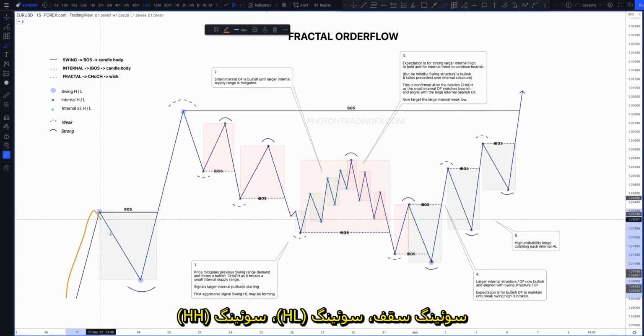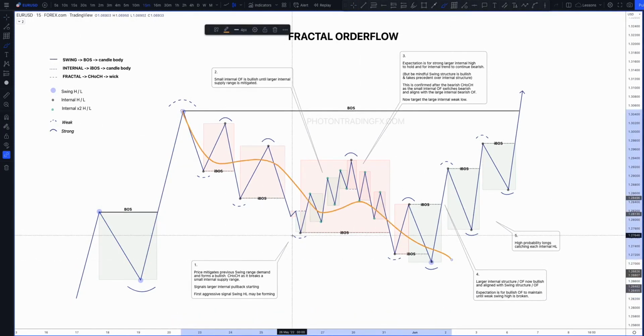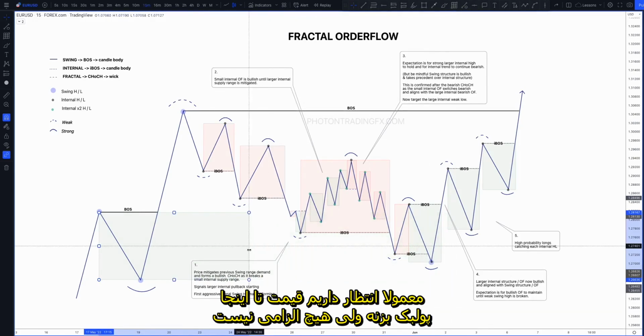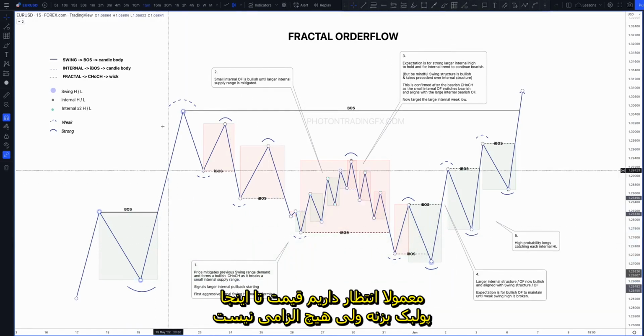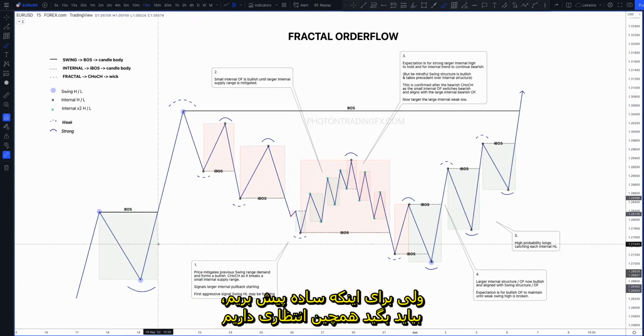Swing higher low, swing higher high, right? So we get that swing break of structure. What do we expect after a swing break of structure? We expect a swing pullback. It doesn't have to, but it's most likely that that pullback is going to come down to at least the previous swing demand range, right? This green box. That's where typically we would expect price to pull back to, but it does not have to, especially if price is impulsive, right? We could just get that. But for keeping it simple, this is what we expect.